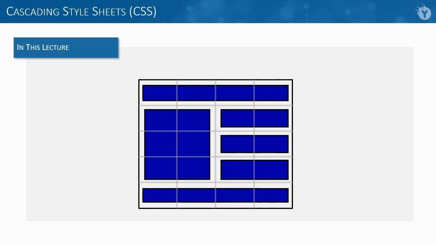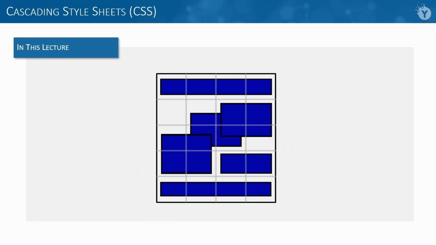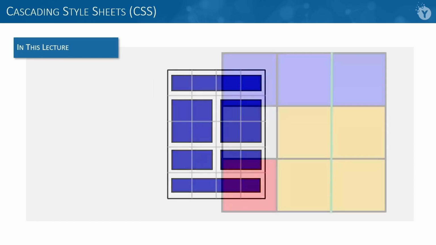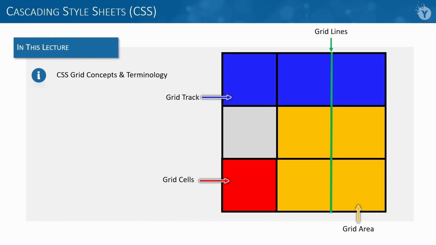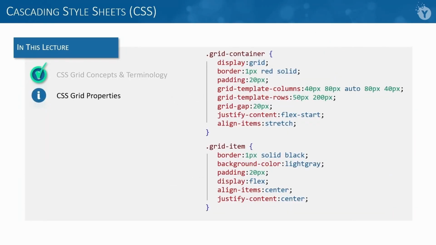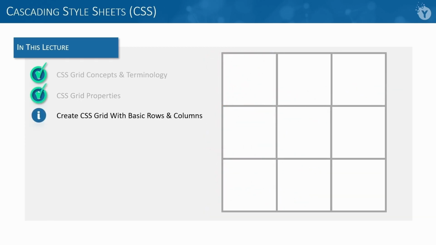For this, we'll delve into the world of CSS Grid, an incredibly powerful layout system that revolutionises the way that we create responsive and flexible web designs. We'll go over the CSS Grid concepts and terminology, and then review all of the CSS properties that make up the CSS Grid system. Once you're familiar with the concepts, we'll move on to some code examples where we'll create a simple CSS grid with basic rows and columns.